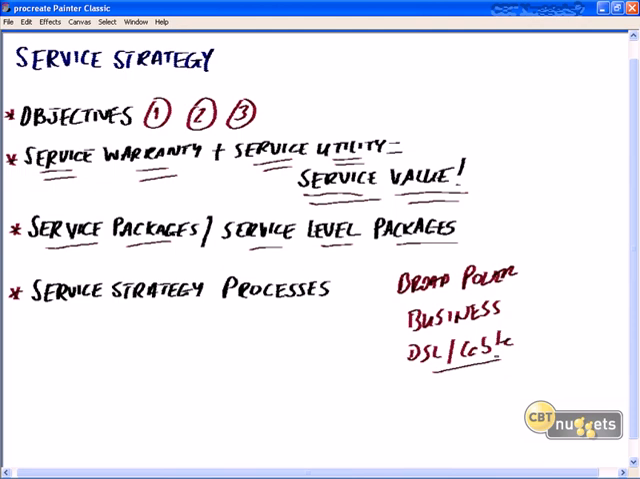I can have static IP addresses. I can also get some spam filtering, maybe even some web space, and maybe some core voice over IP services. That could be a service package. But then I can also move up and have what's called service level packages. Service level packages are going to define the level of utility and warranty. Remember, we talked about that, our level of value that we want. So service level packages are an effective way for the service provider to provide me different levels of utility and warranty that are appropriate with my needs and my budget.